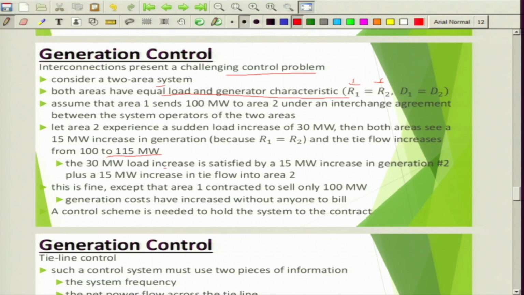The 30 megawatt load increase is satisfied by a 15 megawatt increase in generation 2 plus a 15 megawatt increase in tie line flow into area 2. This is fine except that area 1 contracted to sell only 100 megawatt. There is already an agreement, I will give money for only 100 megawatt. So what will happen for the remaining 15 megawatt? Generation costs have increased without anyone to bill. So a control scheme is needed to hold the system to the contract.